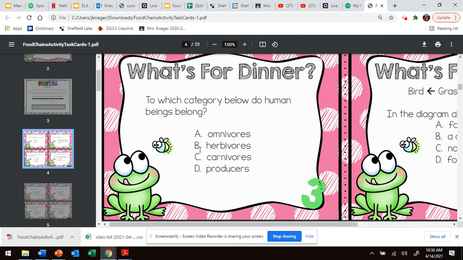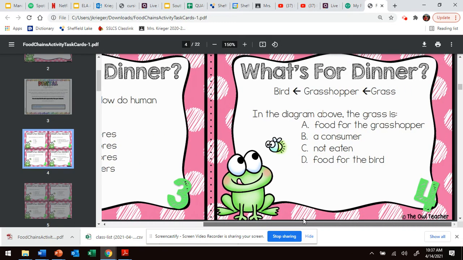Number three, to which category below do human beings belong to? A, omnivores, B, herbivores, C, carnivores, or D, producers? And we are A, omnivores.